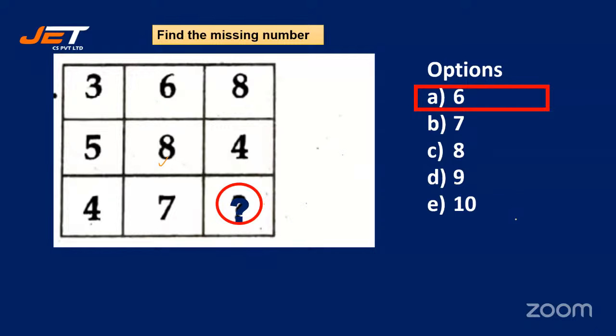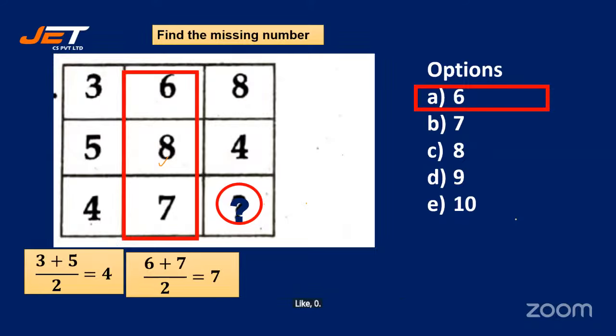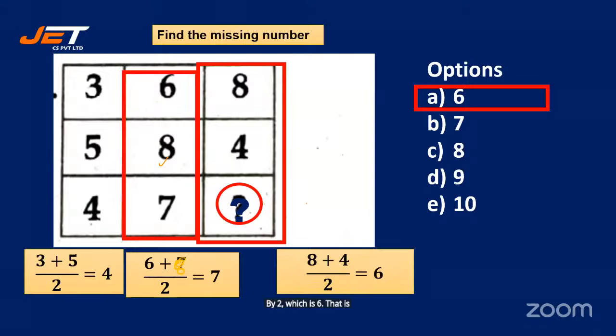Okay, let's see the answer. It is 6. How? 3 plus 5 divided by 2 is 4. Likewise, 6 plus 8, it should be 8. There's a printing mistake here. 6 plus 8 divided by 2 is 7, right? Similarly, 8 plus 4 divided by 2, which is 6. That is why your option 6 is the correct answer.